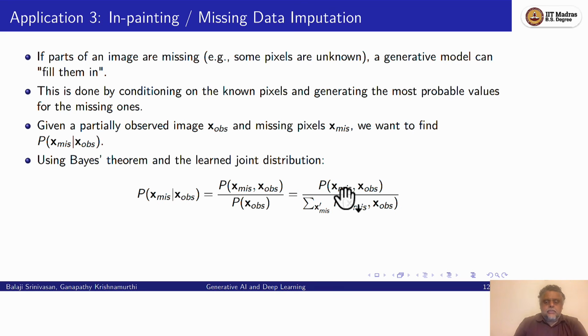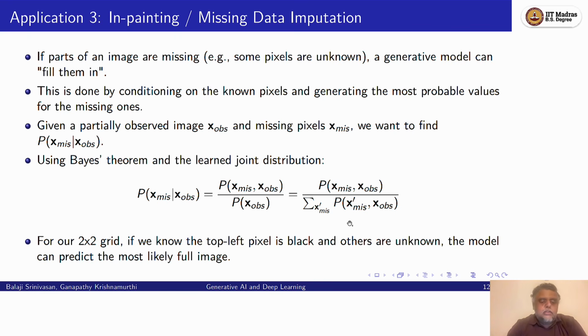That's what we want to estimate. And the numerator is P of x observed. P of x observed is again gotten by marginalizing over the missing pixel. That's the marginalization trick we saw earlier. It can be used here.